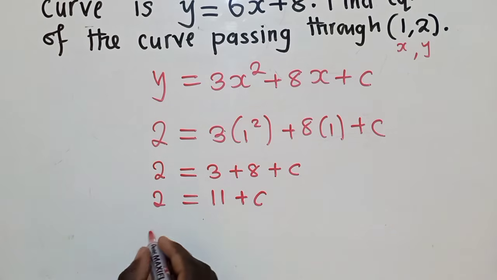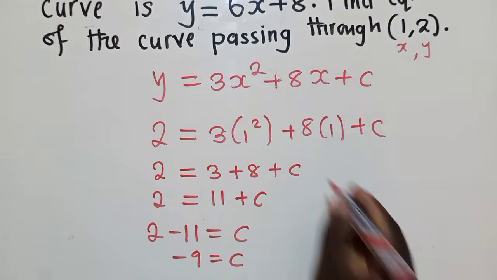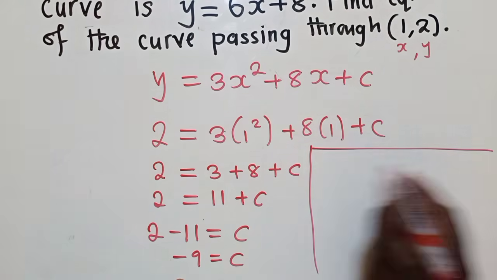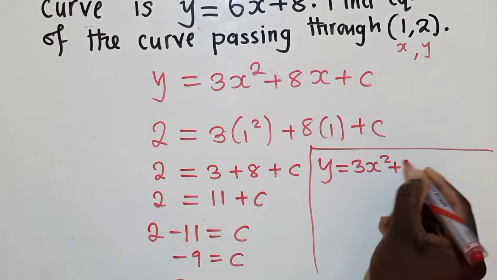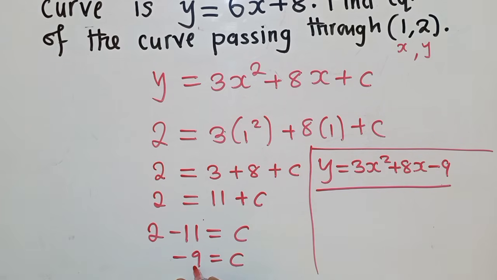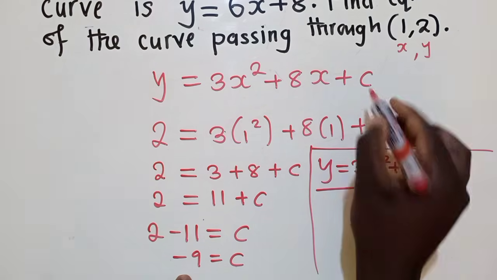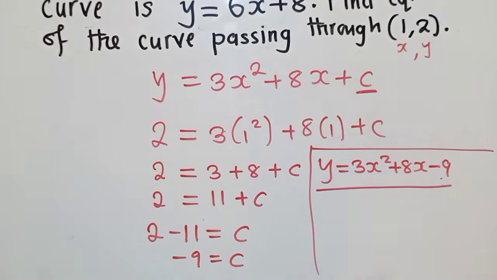To solve for c, we shall group the like terms. So our c will be equal to negative 9. So we are almost done. Since we found the value of c, we can say y is equal to 3x power 2 plus 8x minus 9. This is our solution. This value of c, we just plug it back here, and this is where it is. So this is how you get to do this calculus exam question.